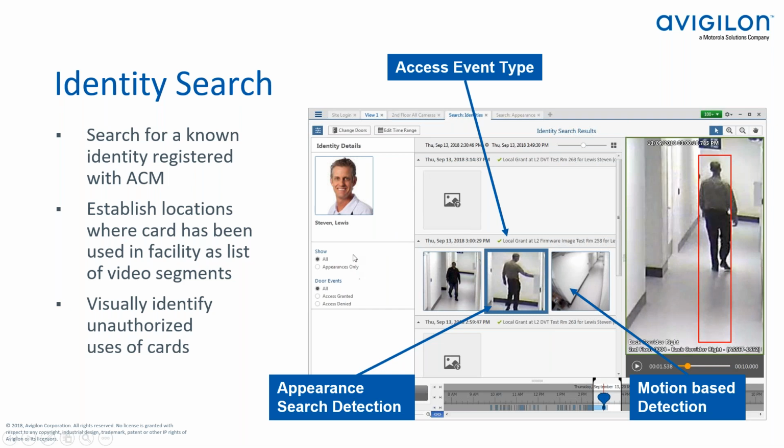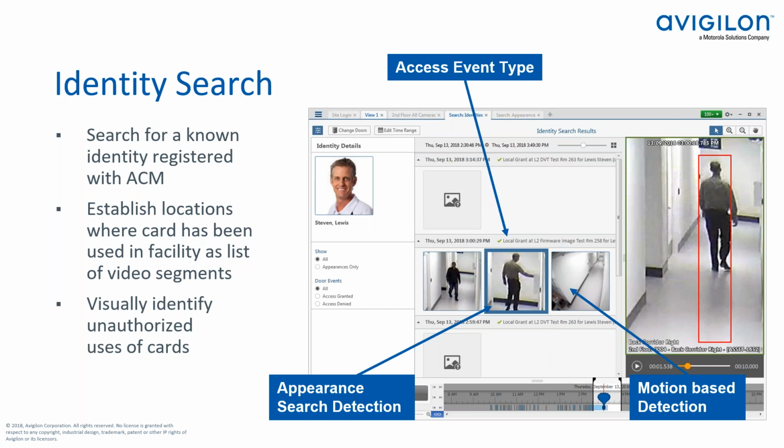I can go in and type a person's name, search for that person in the ACM database. Then it will present to me everywhere that person has presented their card. The objective here is, do I want to see where that employee went through the day, or maybe that employee's card was taken off their desk or found in the parking lot, and I want to see who was presenting the employee's card throughout my facility.